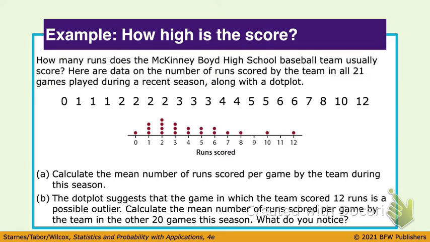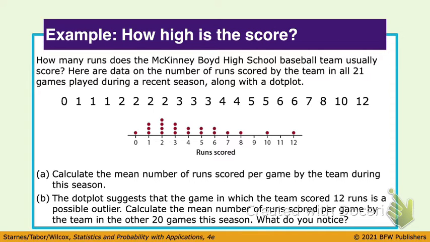We're going to calculate the mean number of runs scored per game by the team during this season, and then the dot plot suggests that the game in which the team scored 12 runs is a possible outlier. It's pretty far up there. Calculate the mean number of runs scored per game by the team in the other 20 games this season, and what did we notice? So we're going to do both of those real quick.